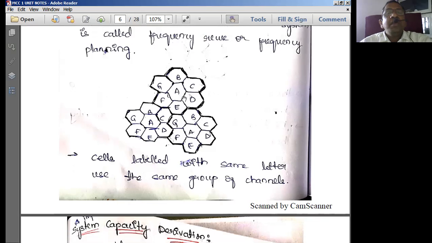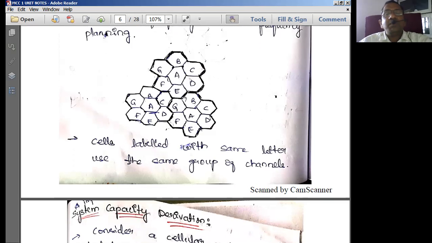Now here, using this very concept of frequency reuse, we can increase the capacity of the signal coverage, or the capacity of the cellular system. What is the meaning of capacity? Usage of the mobile units.